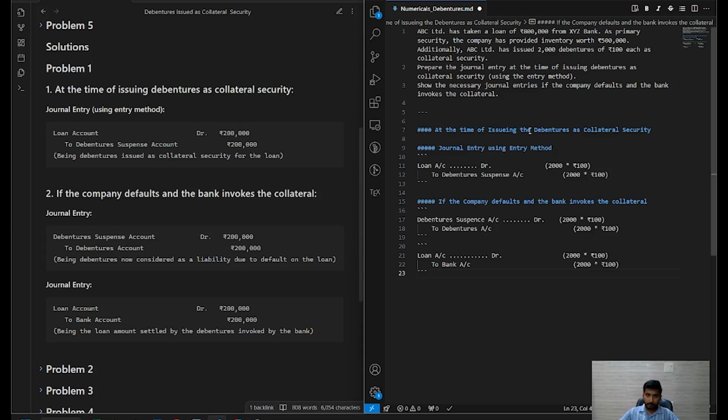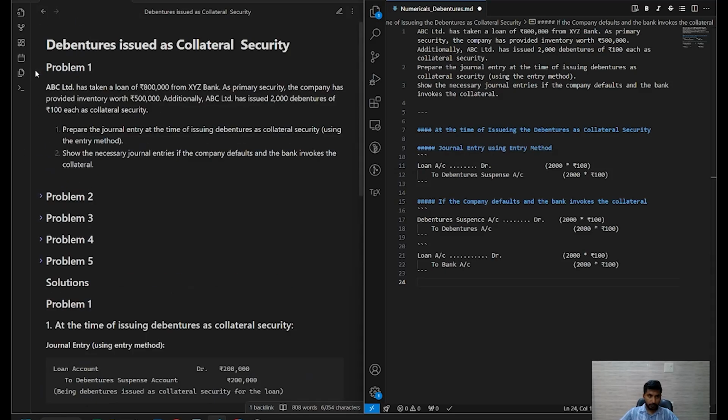So this will happen because we have first used the entry method at the time of issuance, loan to debenture suspense. After that, when they were not able to pay the debt and they default, then this debenture suspense got credited and it converted to the debentures. We reversed that entry, and after that loan to bank. The bank took that money back. Okay, so this was problem number one.